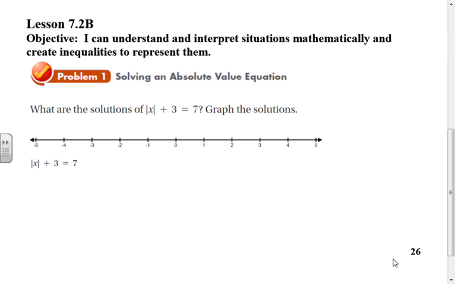Hey students, I'm on page 26 now. This is lesson 7.2b. In this one, we're going to learn how to solve inequalities that have absolute values.